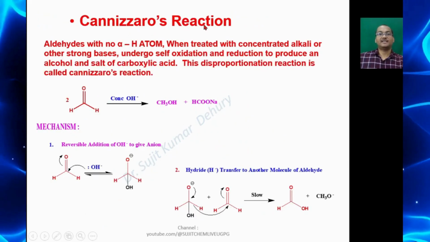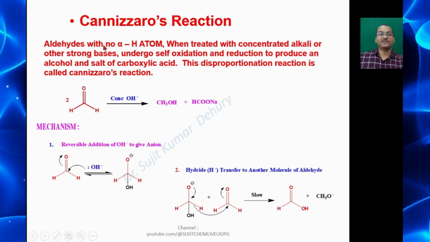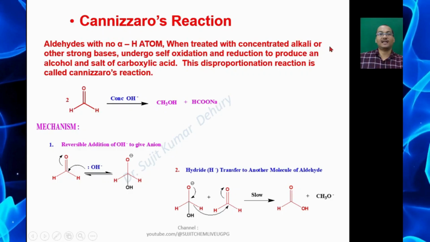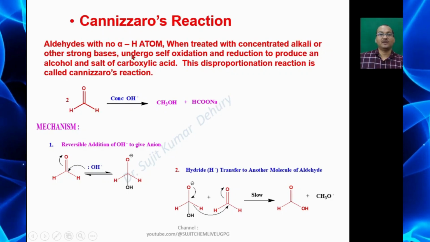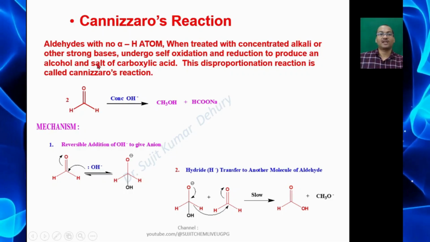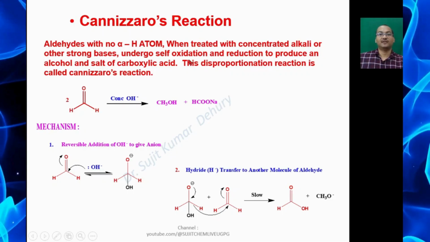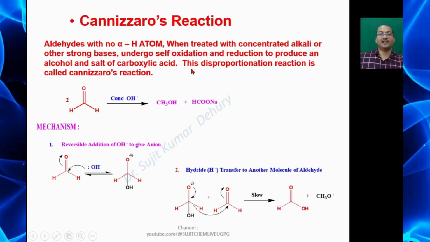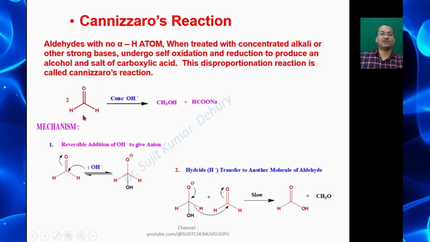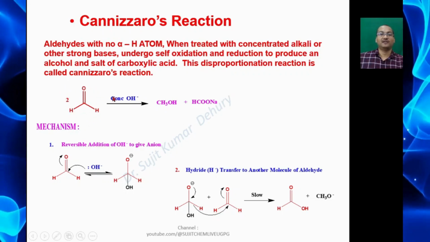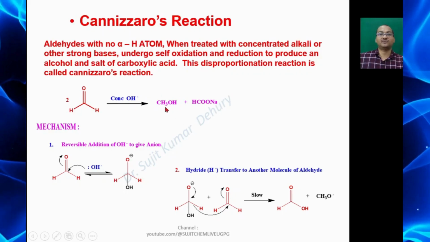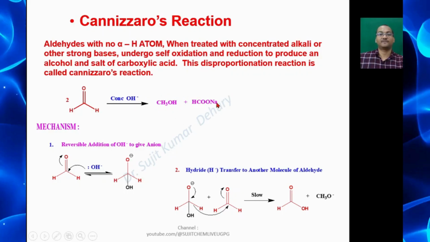The next is Cannizzaro reaction. So aldehydes with no alpha hydrogen atom, when treated with concentrated alkali or other strong bases, undergo self-oxidation and reduction to produce an alcohol and salt of carboxylic acid. So this disproportionation reaction is called Cannizzaro reaction. So if you take two molecules or two equivalents of formaldehyde and you react with concentrated OH minus ion, this would give rise to CH3OH and HCOONa.